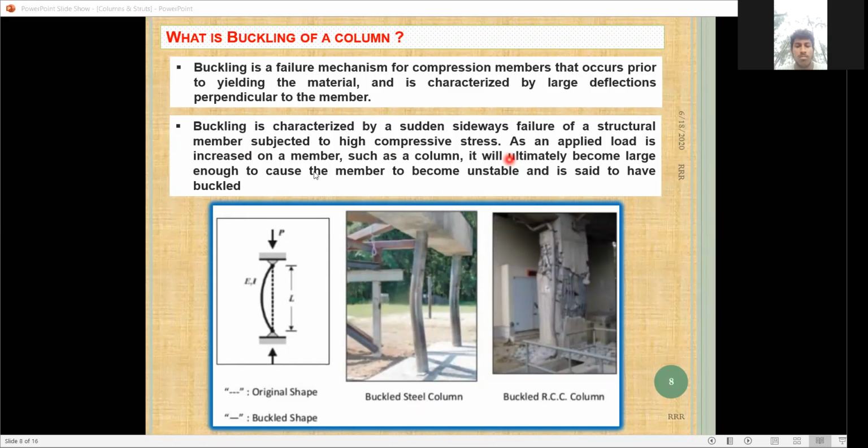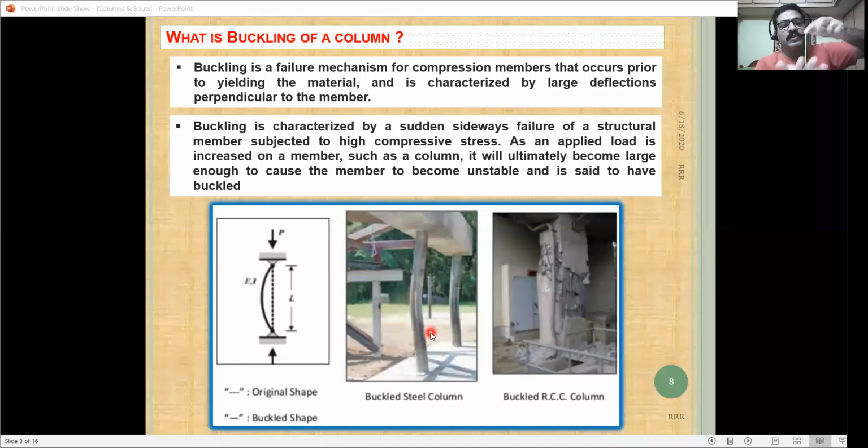As the applied load is increased in the member, in a column it will ultimately become large enough to cause the member to become unstable, and it is said to have buckled. The same definition, I'm explaining with a little more clarity. Whenever there is a compression member, the load keeps acting on the member, right? I will show it so that you can clearly see what buckling exactly is.